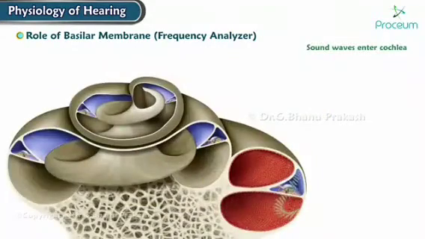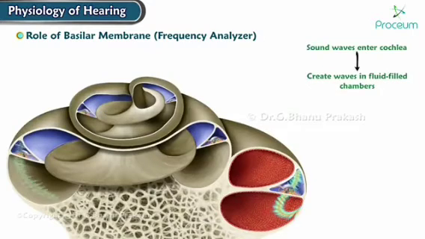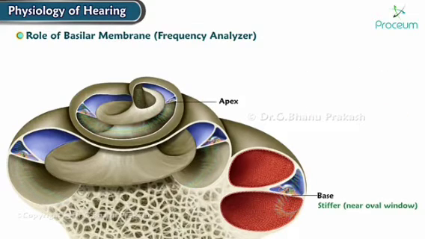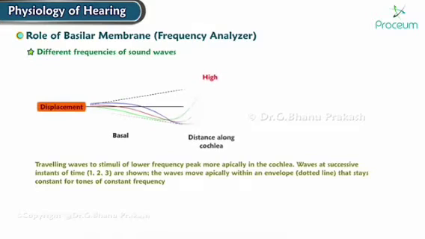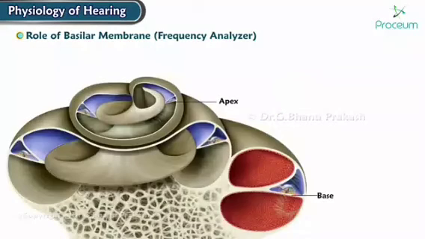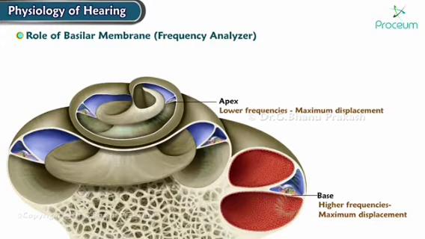When sound waves enter the cochlea, they create waves in the fluid-filled chambers that cause the basilar membrane to vibrate. The basilar membrane is stiffer at the base of the cochlea, near the oval window, and becomes thinner and more flexible towards the apex of the cochlea. As a result, different frequencies of sound waves cause maximum displacement at different points along the length of the basilar membrane, with higher frequencies causing maximum displacement near the base of the cochlea and lower frequencies causing maximum displacement near the apex.